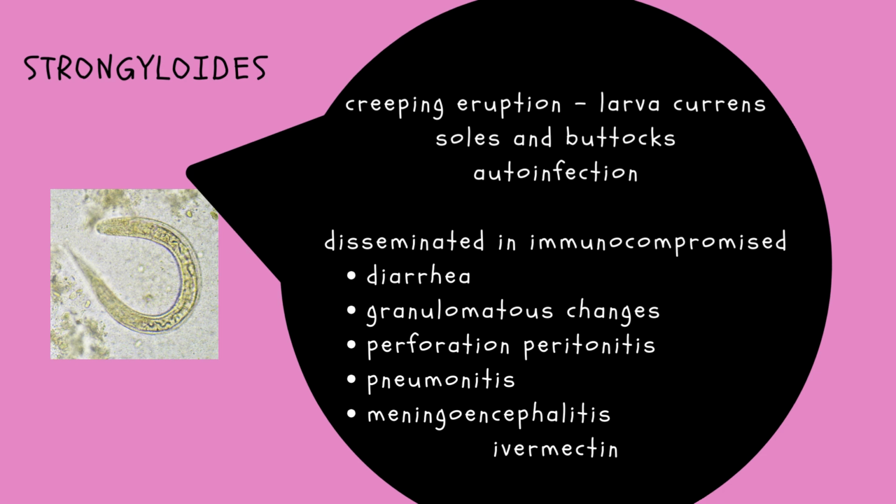Auto-infection means the worm is not going back into the soil. It is spreading from the person, multiplying again into a very large number of organisms. It causes disseminated infection in the immunocompromised, where there is a history of diarrhea and granulomatous changes. It can complicate to form perforation peritonitis, pneumonitis, and meningoencephalitis. For Strongyloides, the treatment is ivermectin.